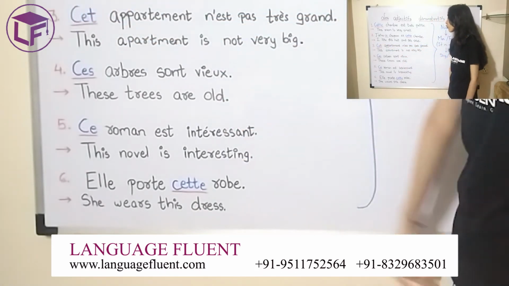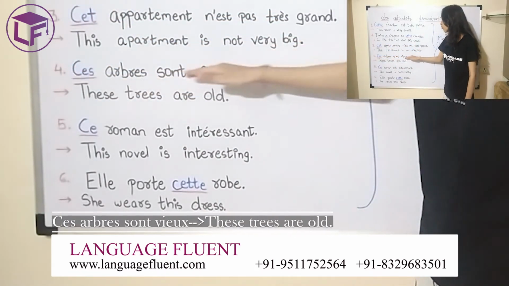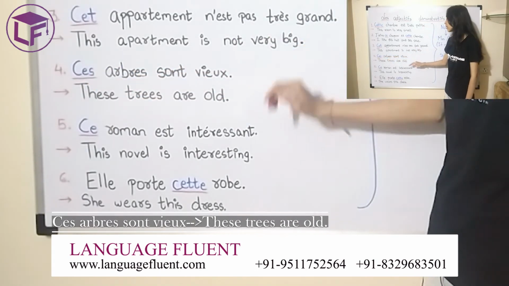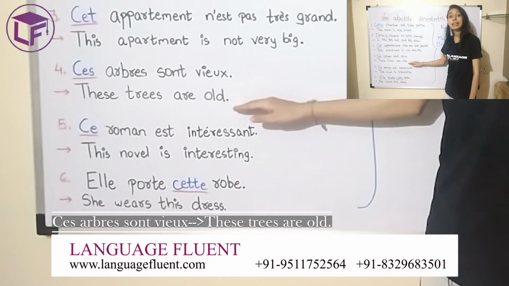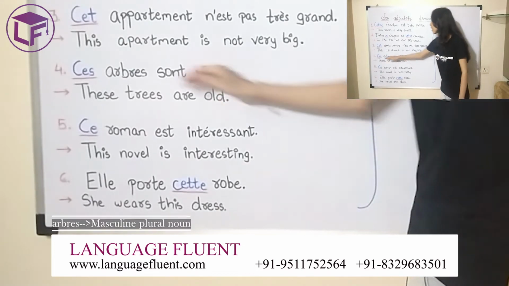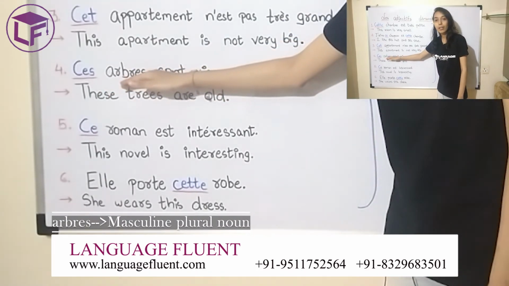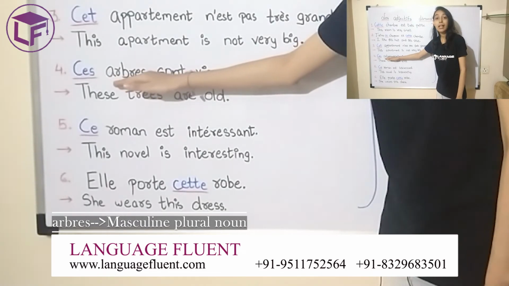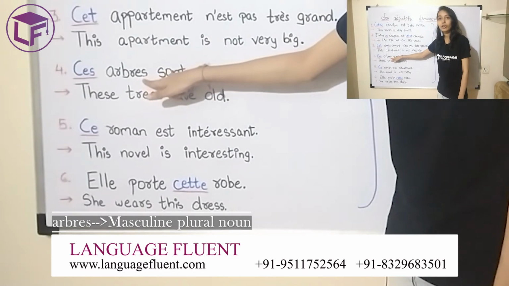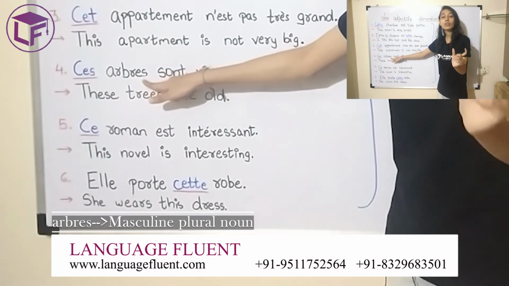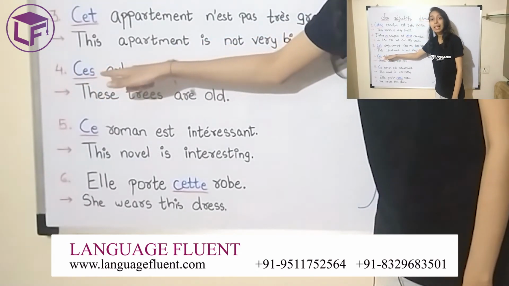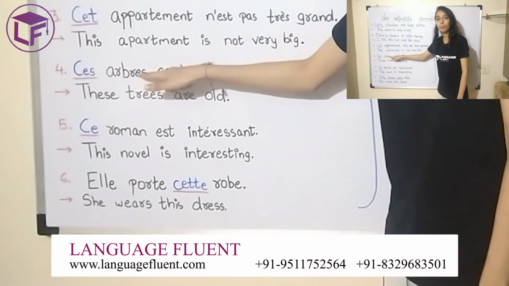C-E-T. Now fourth one is "Ces arbres sont vieux", which means these trees are old in English. Here, what is a noun? Arbre. What is the gender of arbre? It is masculine. And what is a number? It is plural because we have S in the ending. So it becomes masculine plural noun. So we add ces, C-E-S, ces arbres.